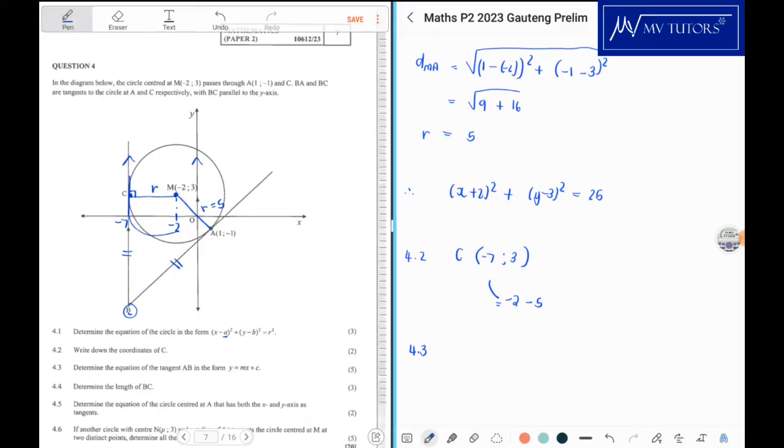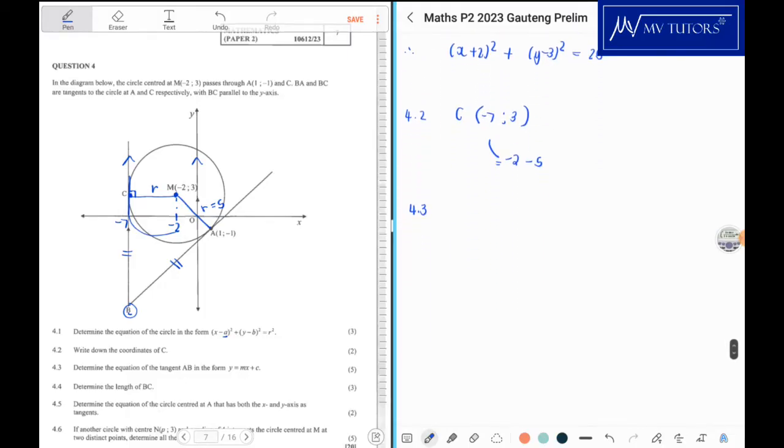Alright, and then 4.3, determine the equation of the tangent AB. So we're looking for AB in the form y is equal to mx plus c. In order for you to get an equation of a line, you need a point first of all. So we can use point A, which is 1 and -1. And then we need a gradient. We don't have a gradient at the moment, but we know that our radius is always perpendicular to our tangent line. So let's get the gradient of our radius.